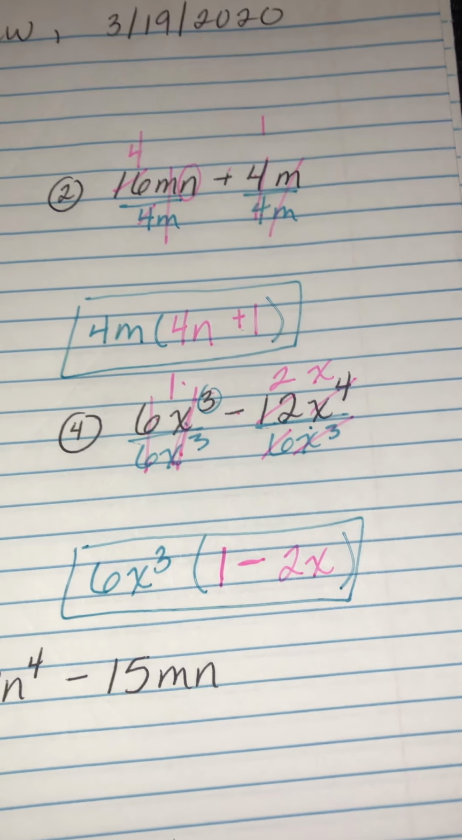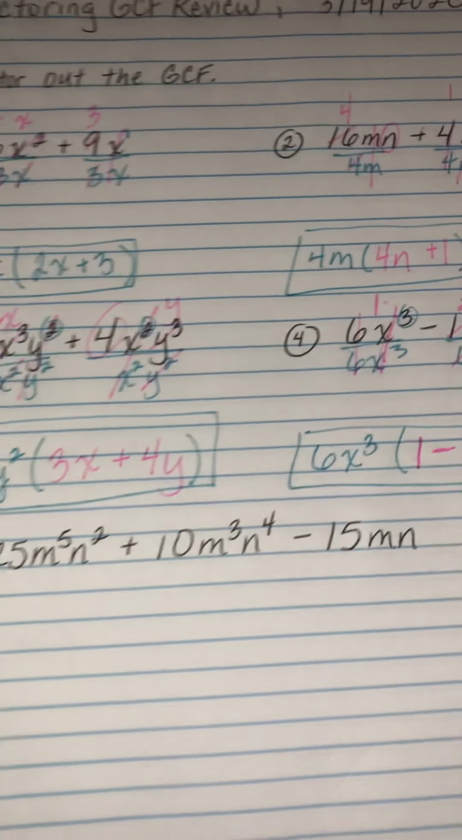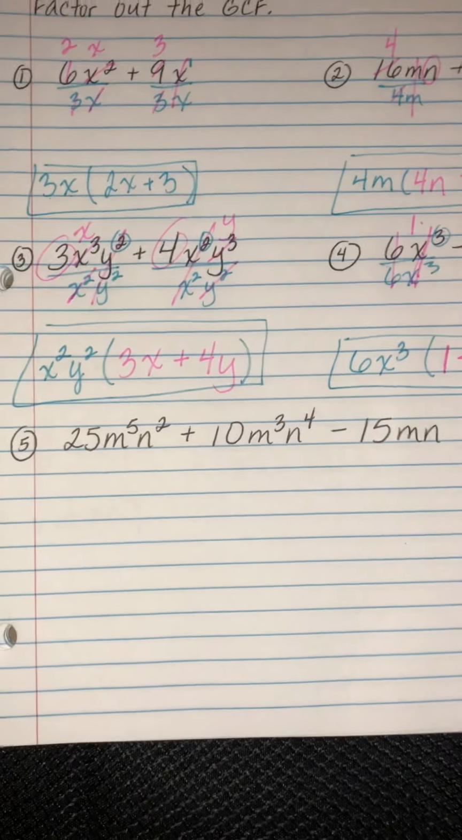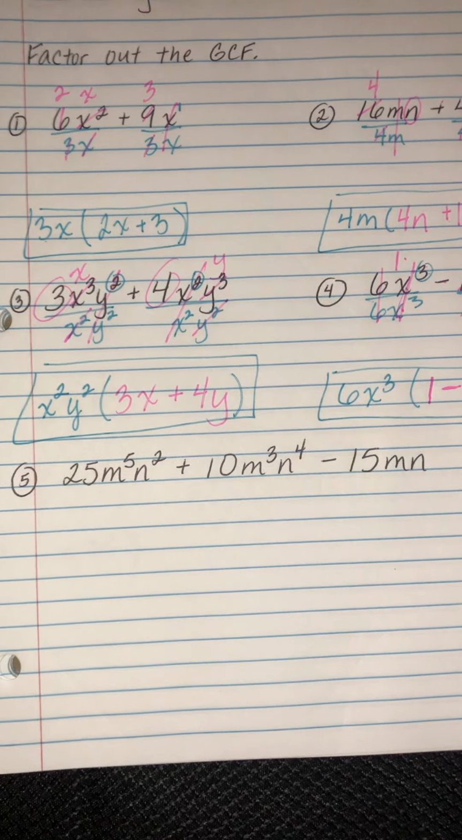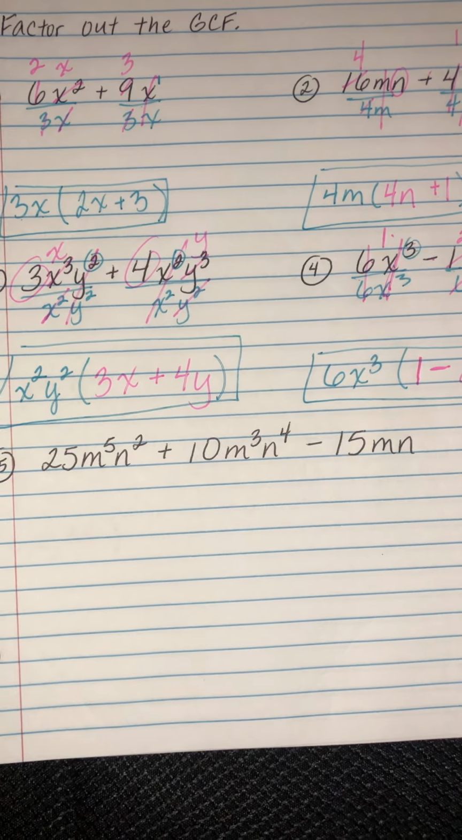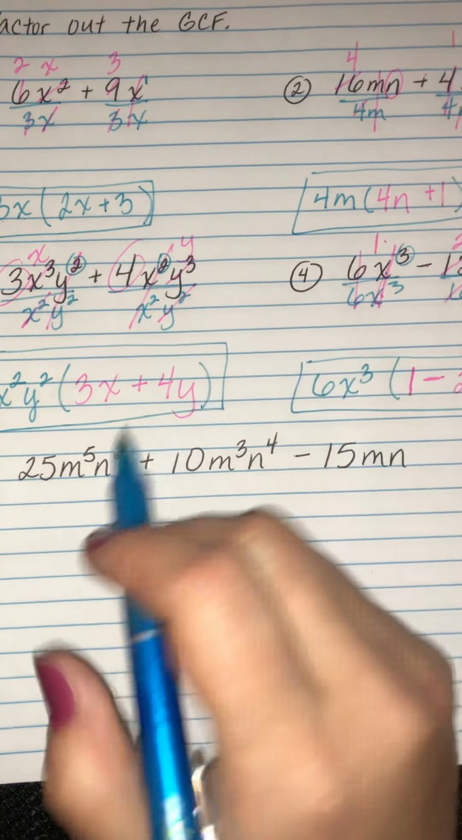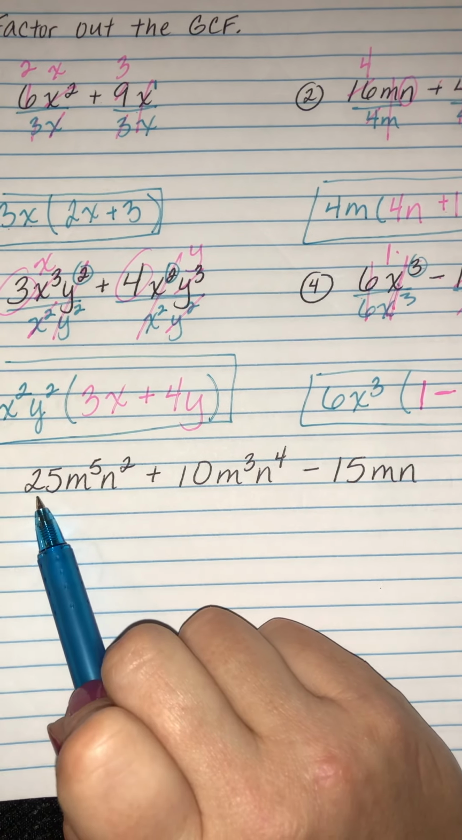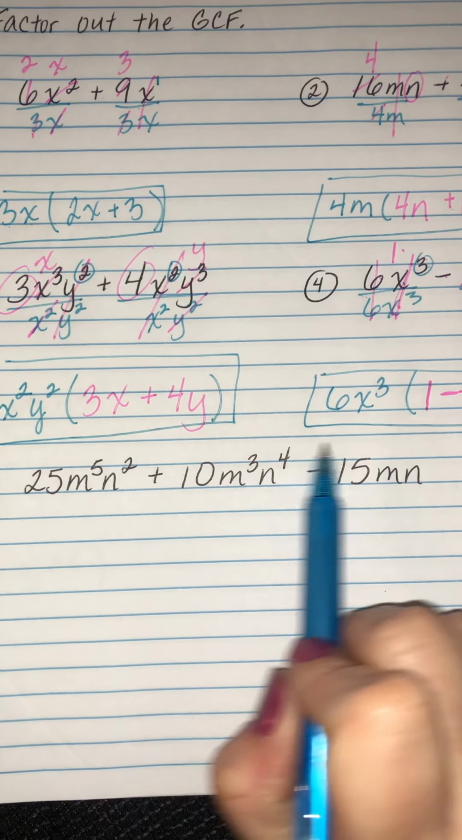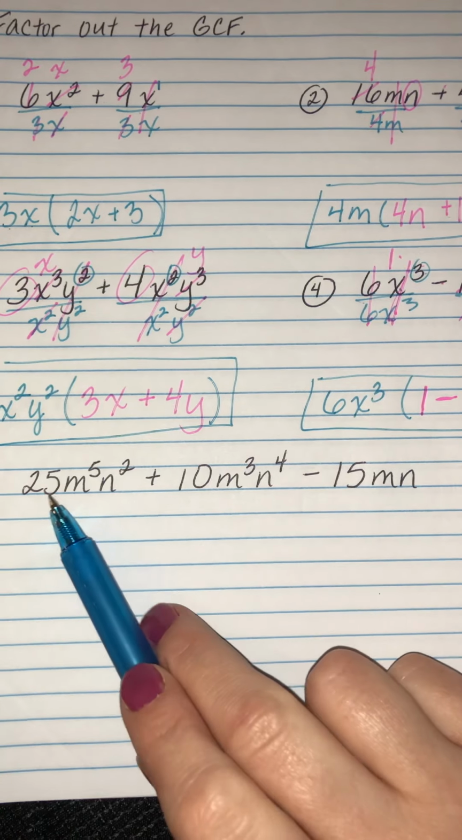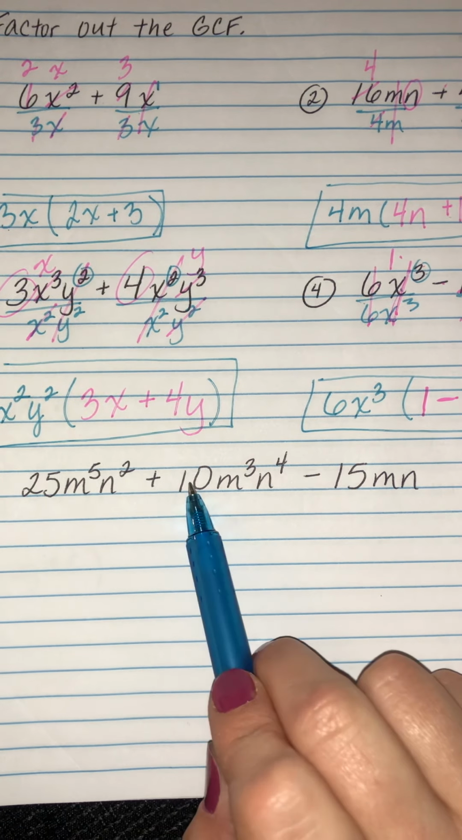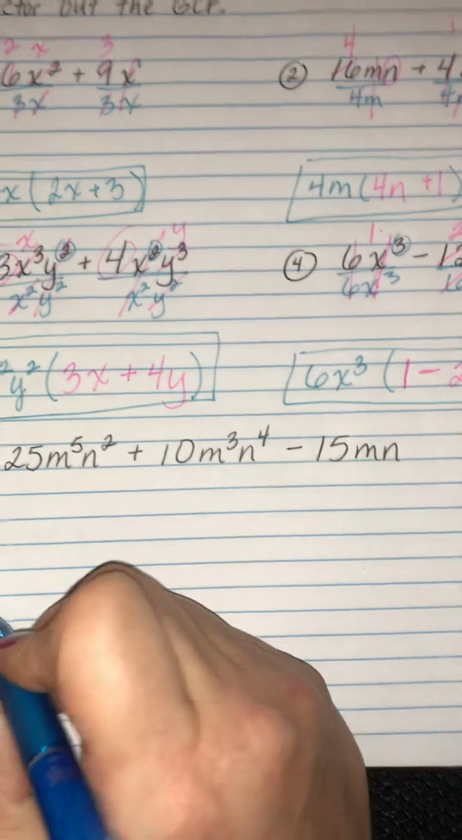Almost done. We're going to look at one more. It is a trinomial, which means it has 3 terms. The problem looks a little bit bigger, but the process is the same. I'm looking for the GCF, the greatest common factor, starting with my coefficients. So I have 25, 10, and 15. I need to know what's the biggest number that will go into 25, 10, and 15, and that is 5.